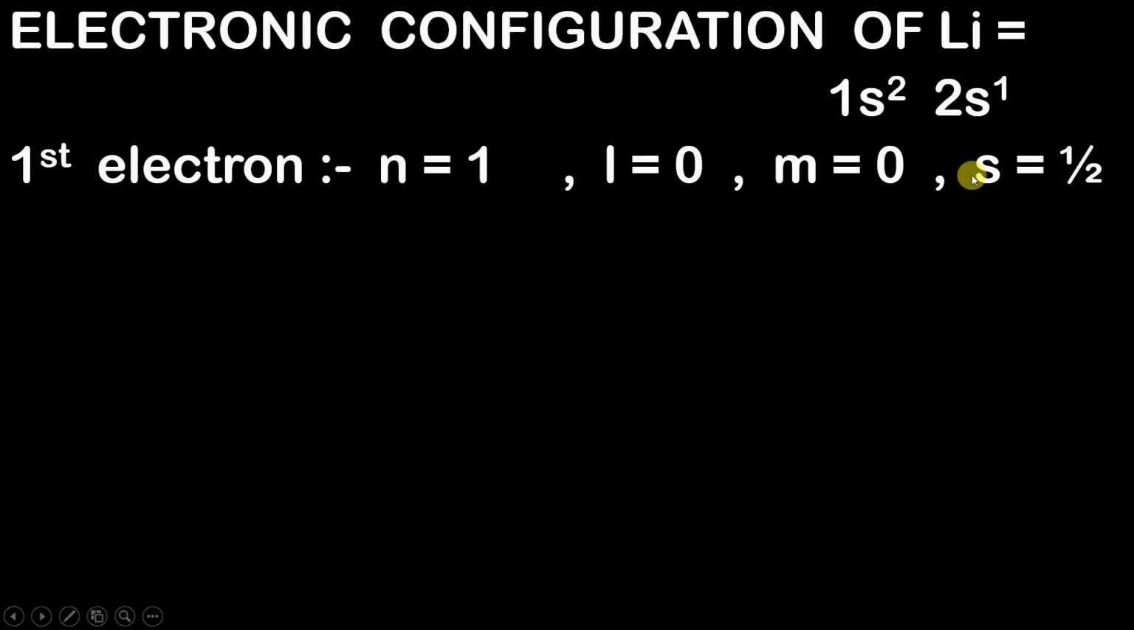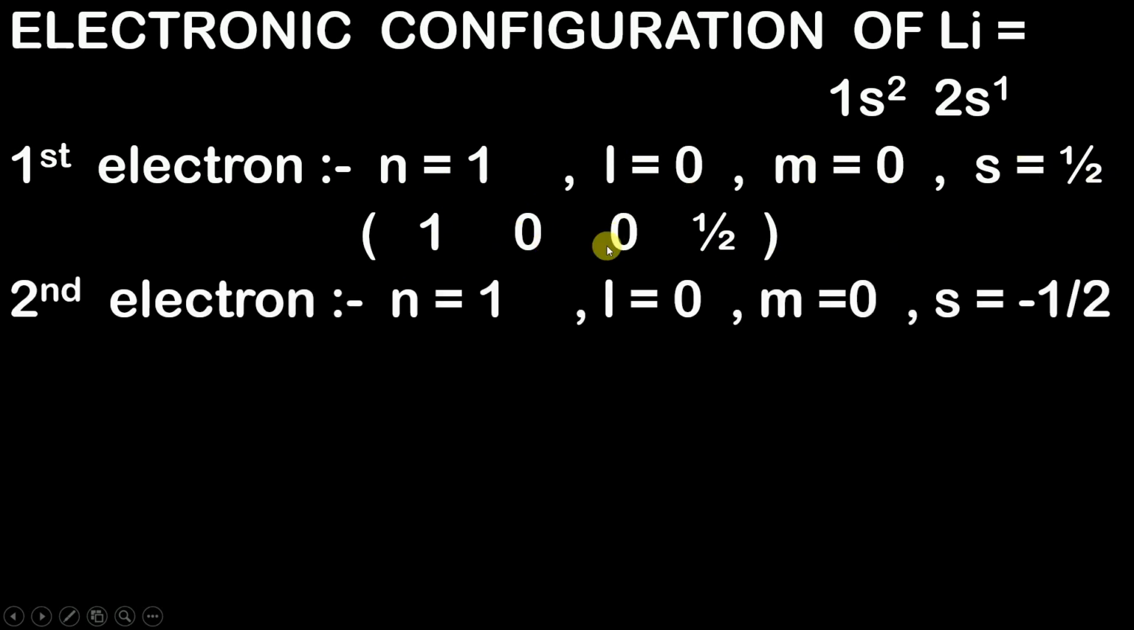And let us consider that the first electron in the 1s is revolving in a clockwise direction. Therefore we take s as positive half. See, first I forgot to jot them together, so we have written them inside a set, that is 1, 0 and positive half. Now let us consider the second electron.